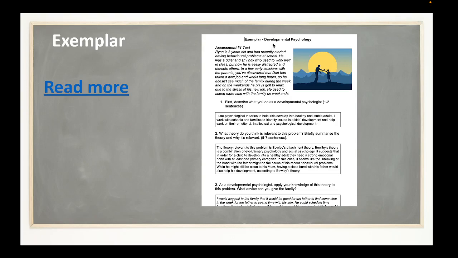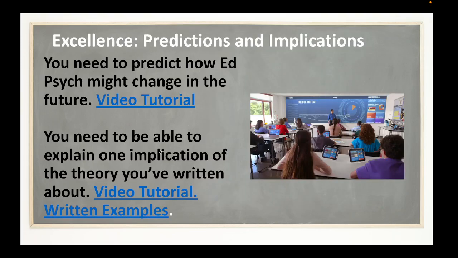Now, as always, I've written about a completely different field of psychology and completely different theories, development psych, so there's no point just trying to memorize these answers because that won't be a good idea. Now, if you're aiming for excellence, you need to be able to predict how educational psychology might change in the future, and I've got another separate video tutorial that goes over that and explains that in more detail.